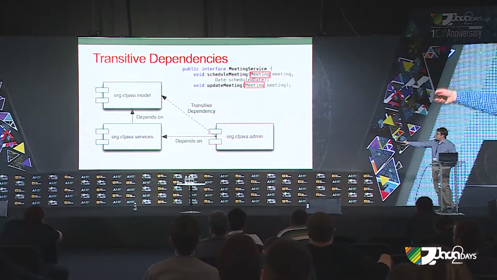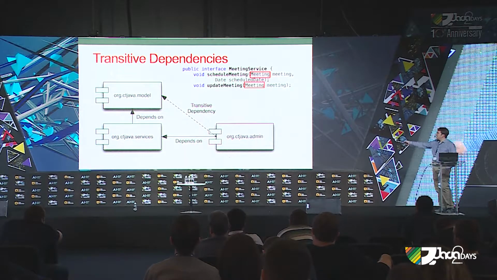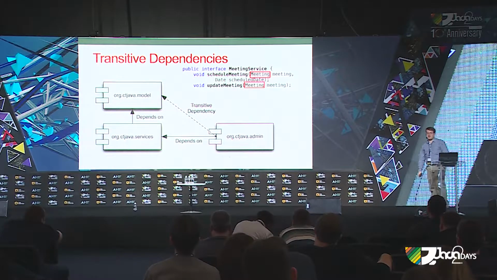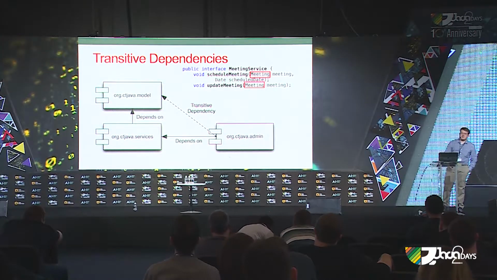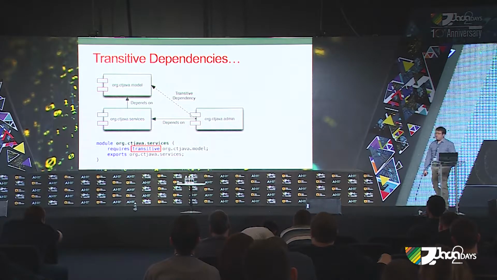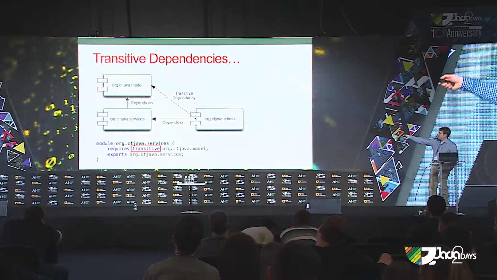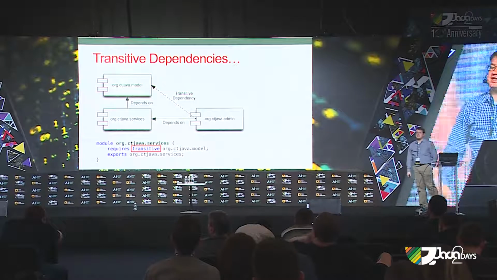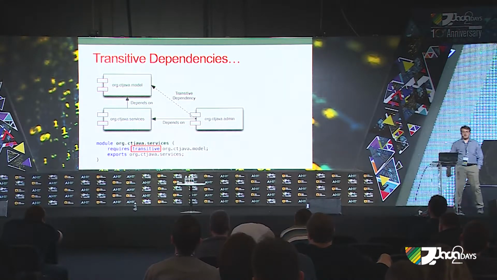So the meeting interface, which appears in org.ctjava.services, uses Meeting from the model module. Now, because org.ctjava.admin doesn't depend upon model directly and doesn't have access to it, if you do not set up transitive dependencies, you won't actually be able to instantiate or use those classes. The solution for this problem is to use requires transitive. So in the services module, I'm saying whoever uses me can also access this other module. They're going to need access to this module in order to use my module.